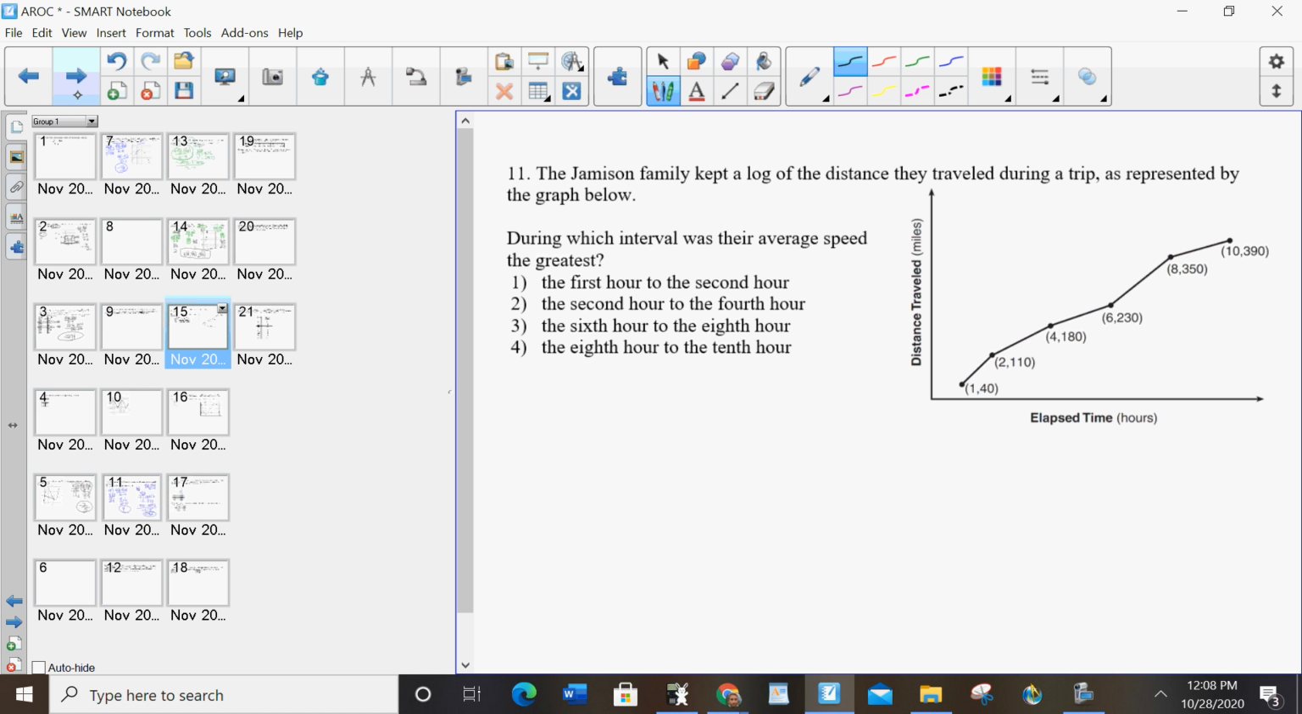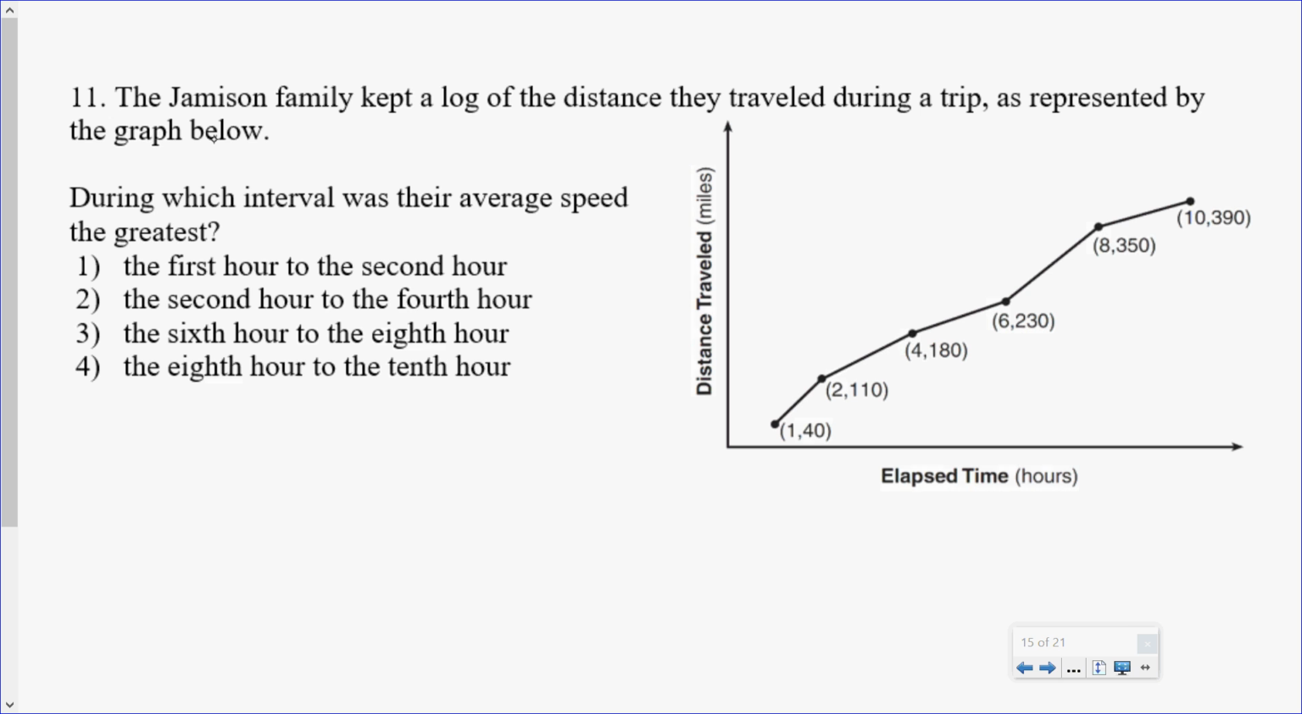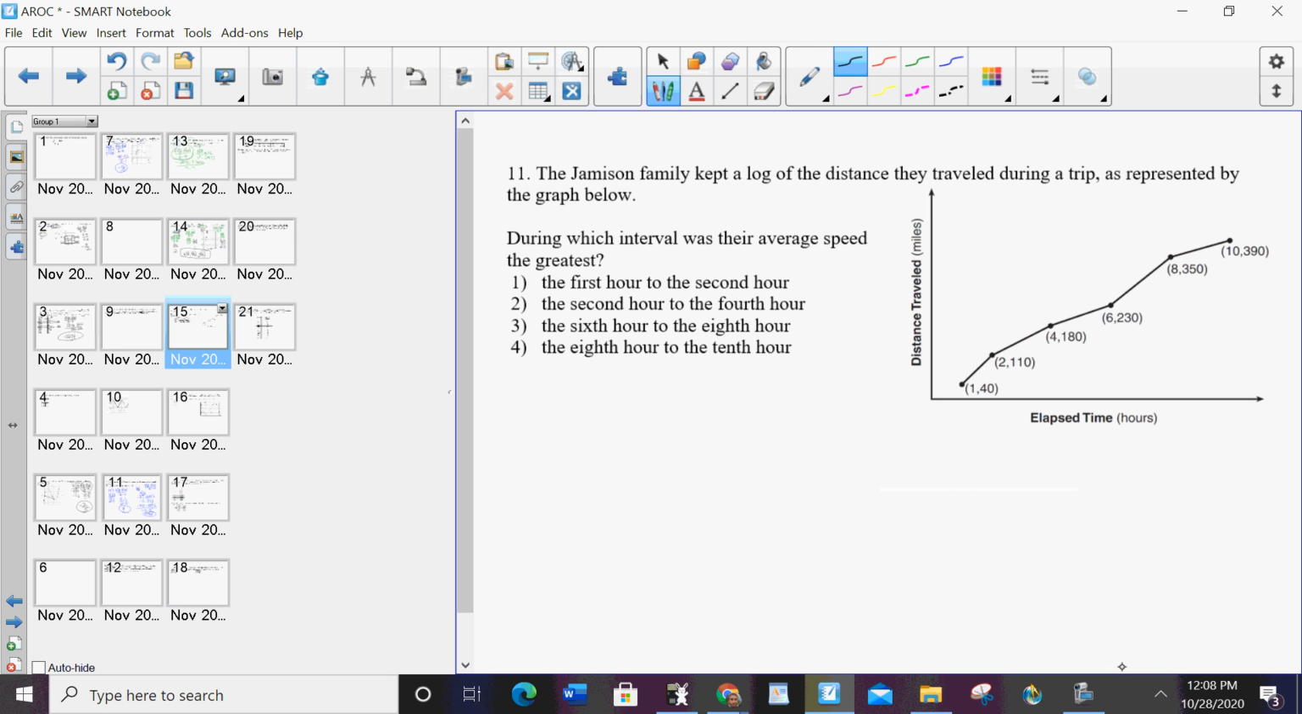Now, this one is kind of like stuff that they like to ask a lot on the SAT. There's a short way and a long way to do it. Basically, it's asking during which interval was their average speed the greatest. So speed is a rate. Average speed, average rate, it's asking for average rate of change. We said that the average rate of change is the slope between the two lines. So the greater the slope, or the steeper the slope, the greater the average rate of change. So basically it's saying which interval has the greatest slope.